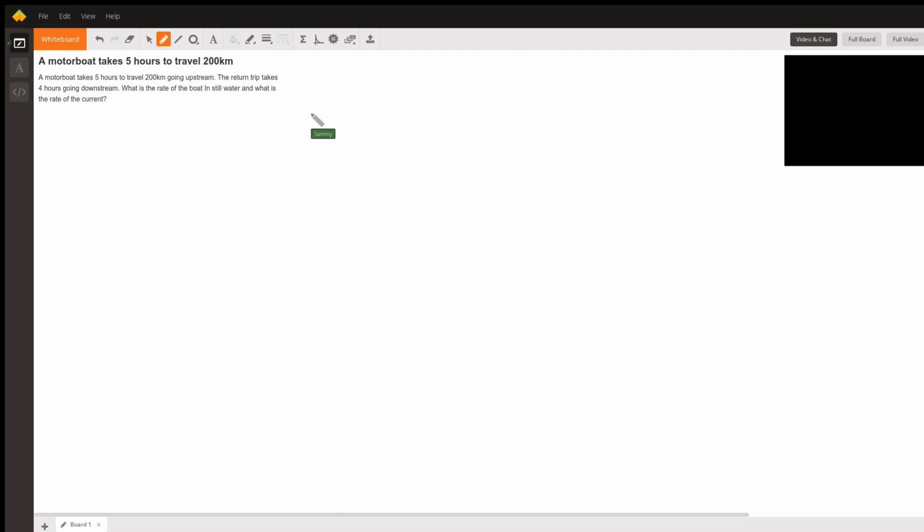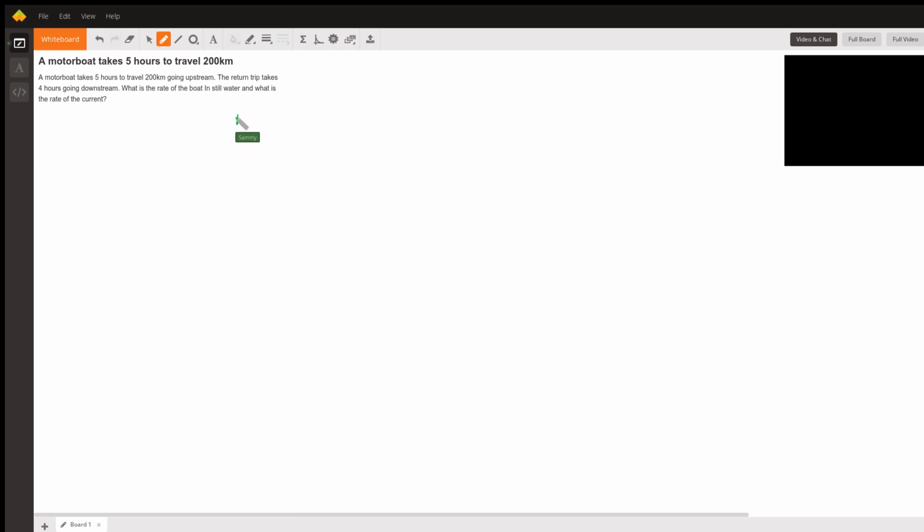Okay, so to understand this question better, we need to know the definitions of upstream and downstream. When the boat is moving upstream, that means the boat is moving in the opposite direction to the flow of the stream. Downstream means that the boat is moving in the same direction as the stream is flowing. Okay, so let's talk about the first trip.